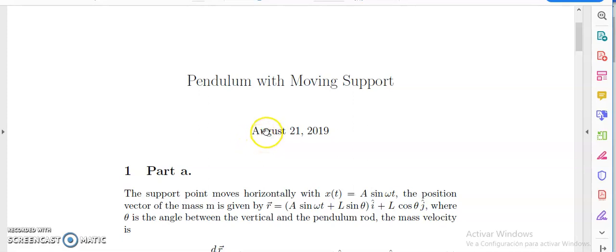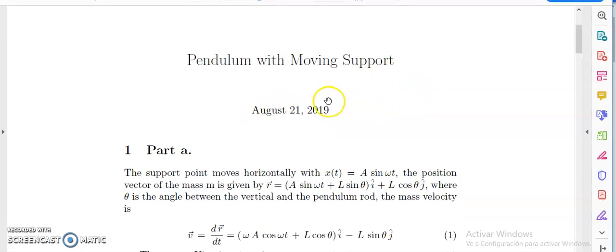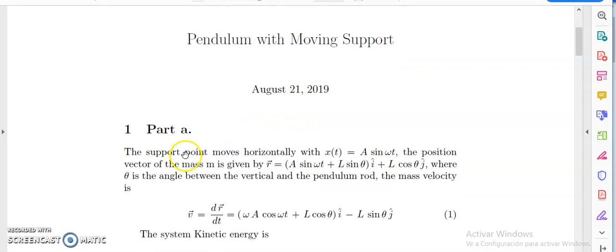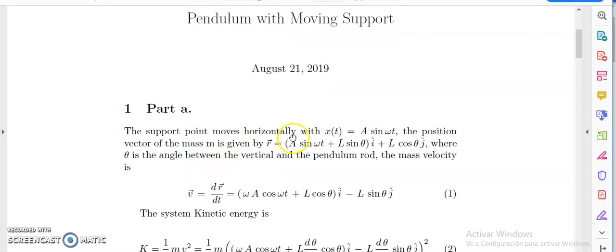Well, let us consider now the problem of a pendulum with a moving support. First, the solution of part A. We will consider first that the mass point moves along the support with displacement A sine omega t.